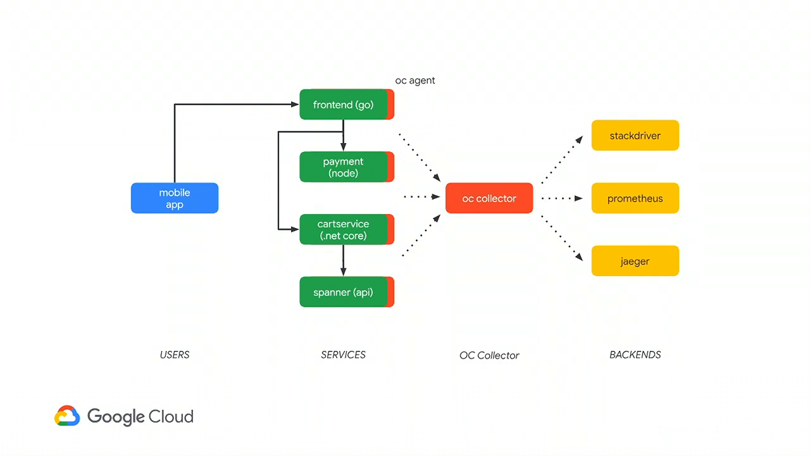The second thing we have is the OpenCensus collector. This is based off of the agent. It's, in some sense, a version of the agent that is running as a network service, typically a service inside of Kubernetes. The collector will take in all the traces and metrics from your application. They'll be sent to the collector.